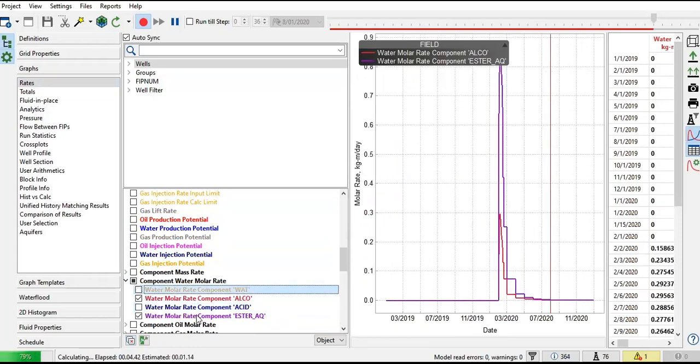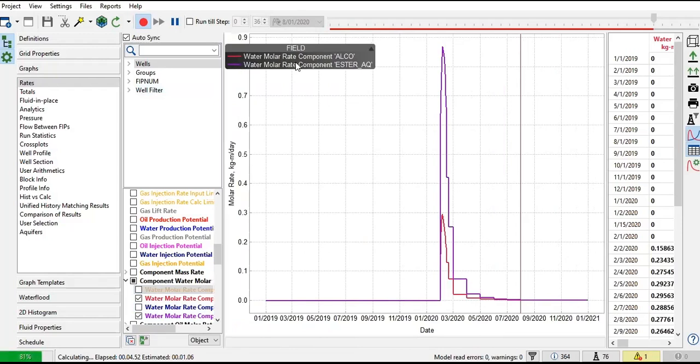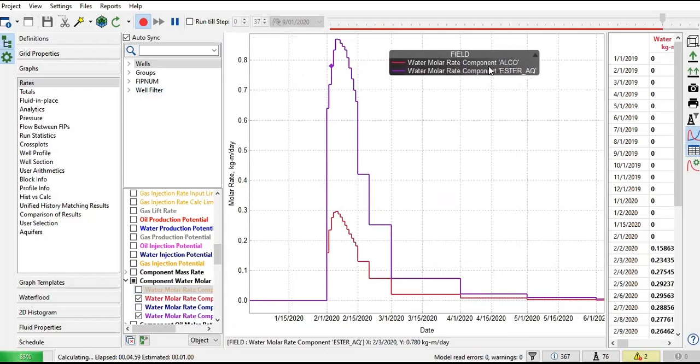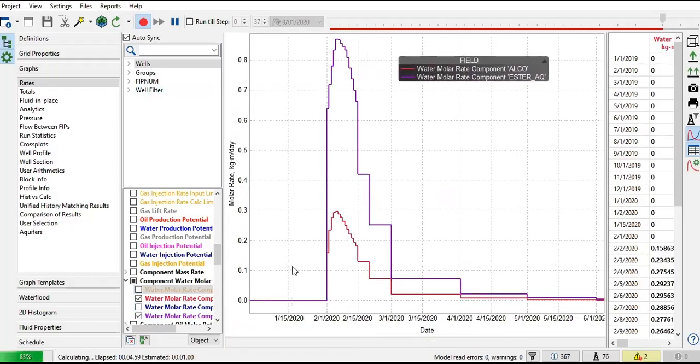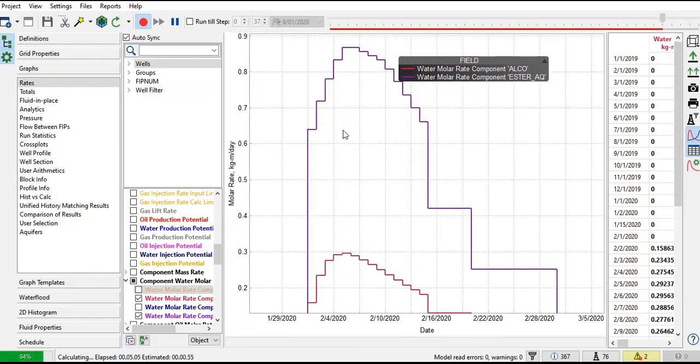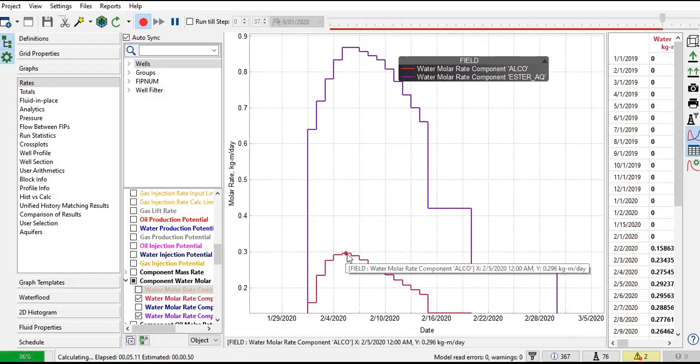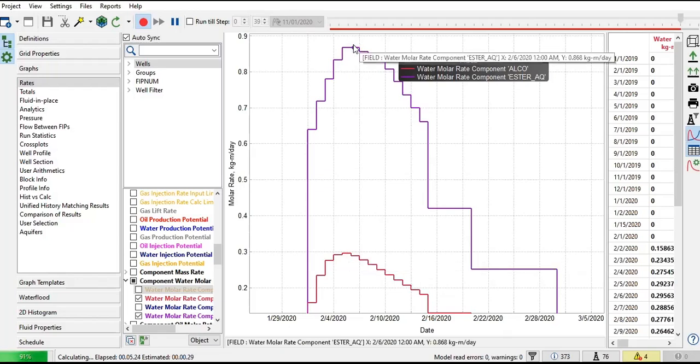In particular, we are interested in the alcohol and then ester aqueous phase. You can see the peaks there. Maximize. Okay, if I maximize again. So they peak at different times. So this one is at 2020 May. This one is June.